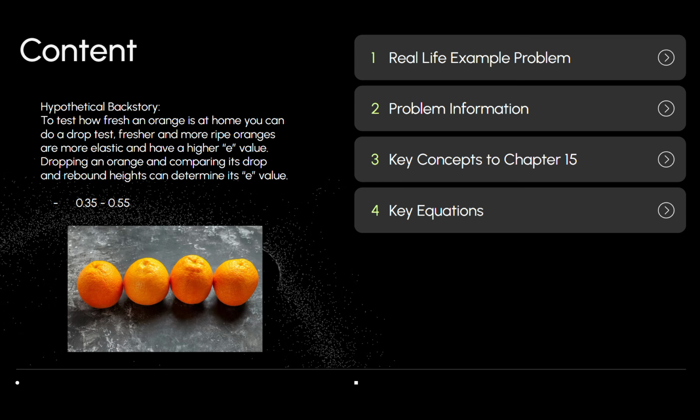Although this is not an exact science that's used to determine how fresh or how ripe an orange is, most times when it comes to fresher oranges, online there are different sources, but there's an agreed overall range of the E value of 0.35 to 0.55 means that you can confidently say that it's a fresh and ripe orange.